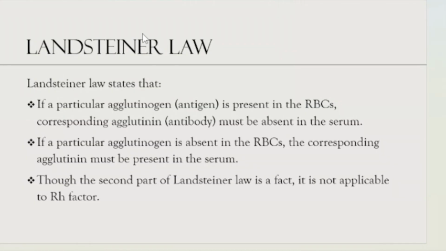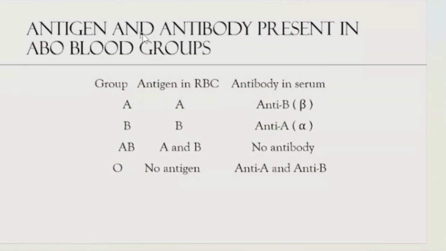So, moving ahead with the antigens and antibodies present in the ABO groups, this is basically in a tabulated form, as I said. A person is said to have A blood group if he has A antigen in his red blood cell and anti-B in his serum. This proves the first law of Landsteiner, and it also proves the second law. Similarly, blood group B means you have B antigen in the red blood cell and anti-A or alpha antibody in your serum. AB means you have both A antigen and B antigen in your red blood cell and no antibody in your serum.